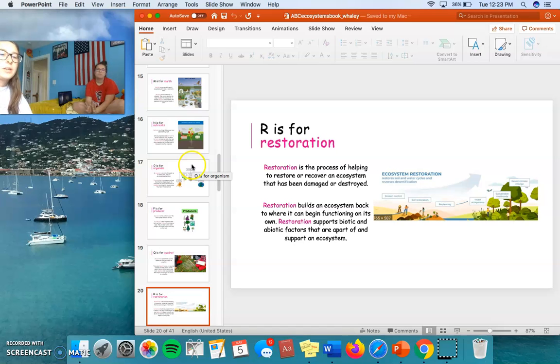R is for restoration. Restoration is the process of helping to restore or recover an ecosystem that has been damaged or destroyed. Restoration builds an ecosystem back to where it can begin functioning on its own. Restoration supports biotic and abiotic factors that are a part of an ecosystem.